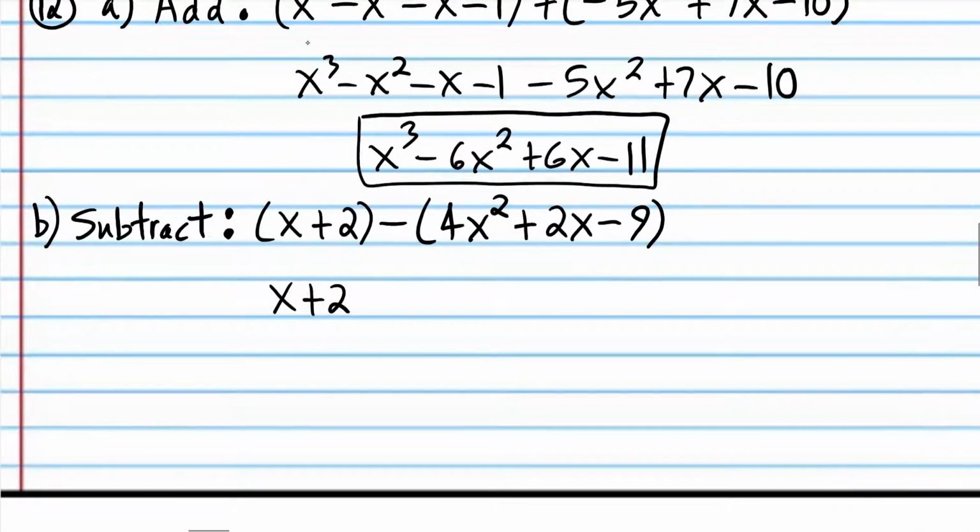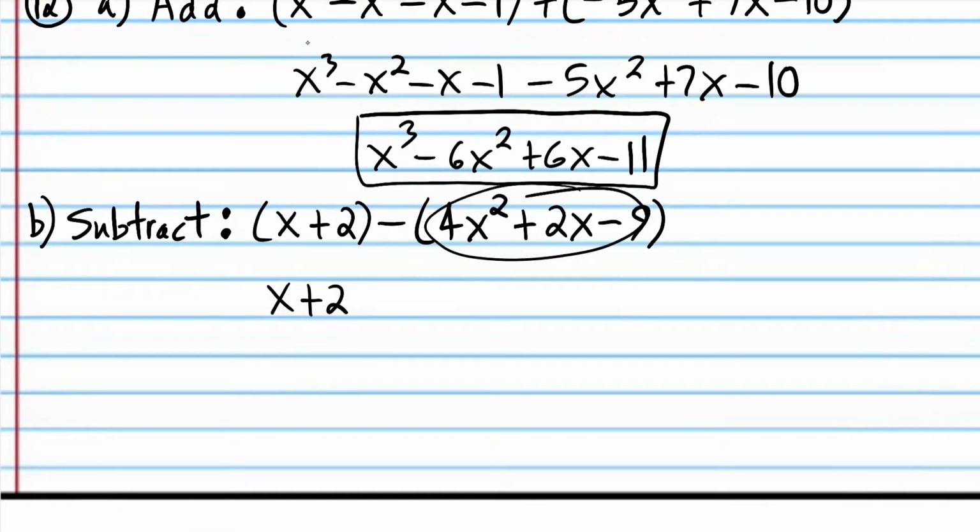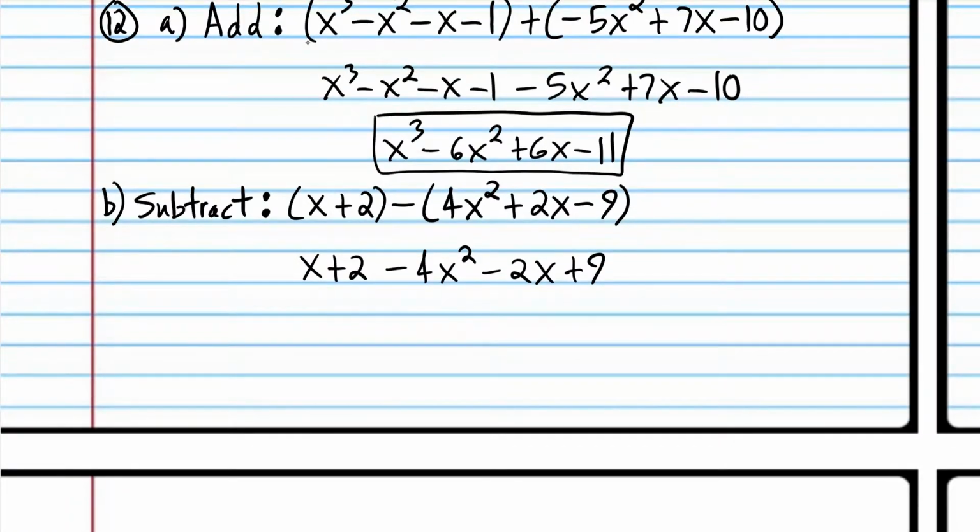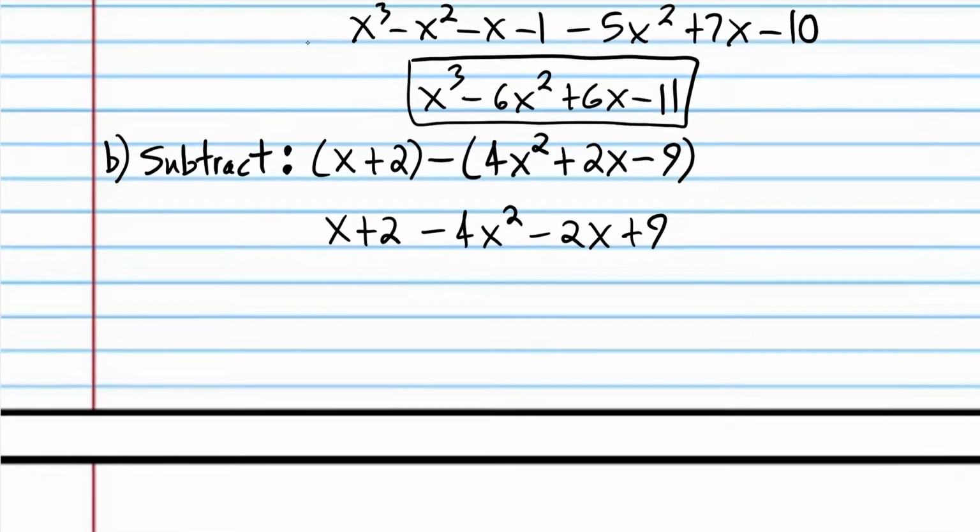So what that means is that every sign in here has to change. That's a positive 4x squared, so it has to change to a negative 4x squared. All right? That's a positive 2x, so it has to change to a negative 2x. That's a negative 9, so it has to change to a positive 9. And there you go. So now we're ready to just add like terms.